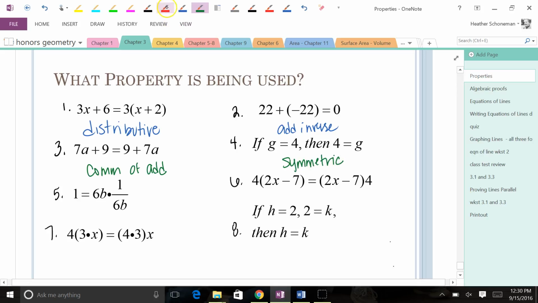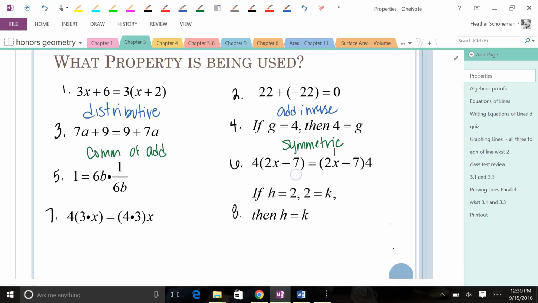Okay, number 5, we multiplied by the inverse and got 1. What's number 5? Multiplicative identity. Good. Number 6. Now, number 6 confuses people because they see the parentheses and think it's the associative property. But the associative property says you change the groups. Now, let's look at this. This says 2x minus 7, and that says 2x minus 7. Did I change the groups? Not at all. What I changed is the order in which the 4 was written. Here it's written on the left, and here it's written on the right.